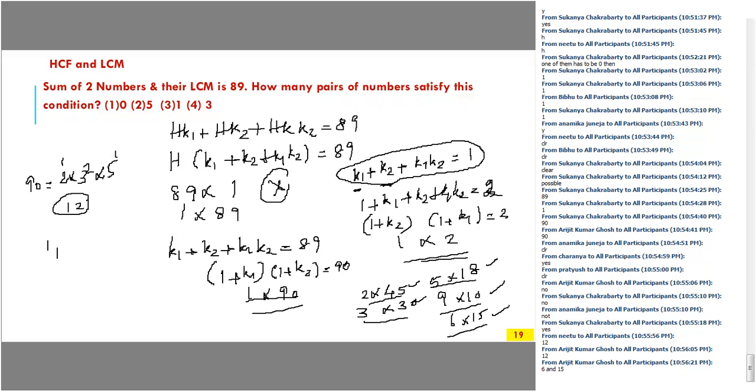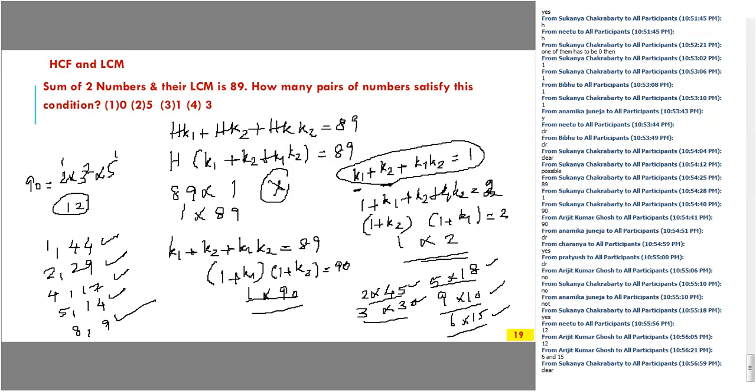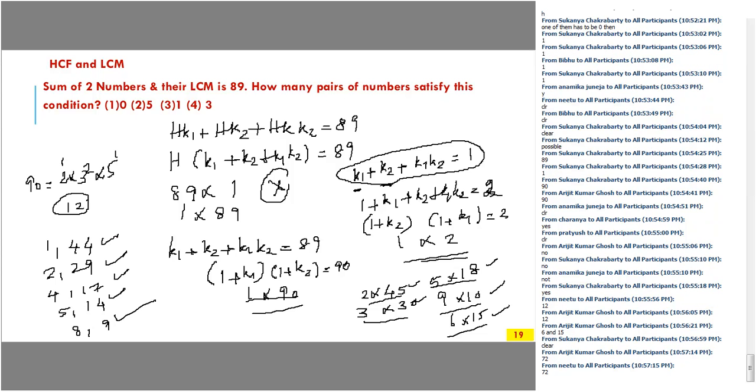If 1 plus K1 is 2, what's the number? 1 and 44. 2 and 29. 4 and 17. 5 and 14. 8 and 9. How many are clear? These numbers are possible. I got 1 and 44, 2 and 29, 4 and 17, 5 and 14, 8 and 9.